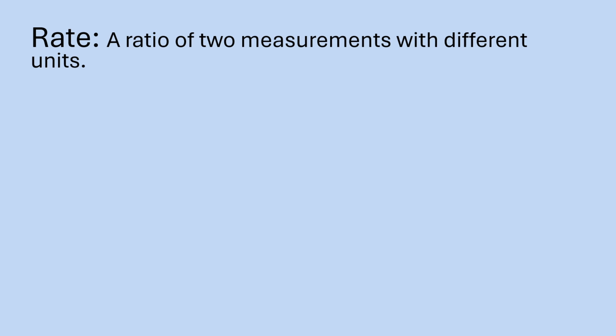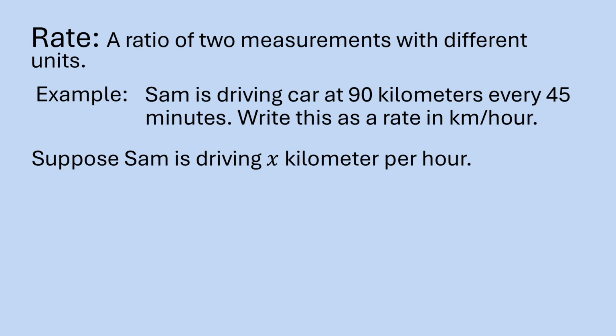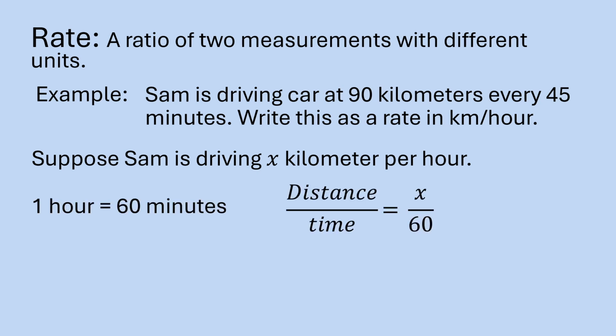Rate. A ratio of two measurements with different units. Example, Sam is driving a car at 90 kilometers every 45 minutes. Write this as a rate in kilometers per hour. Suppose Sam is driving x kilometers per hour. 1 hour is equal to 60 minutes, as we know. Distance divided by time is equal to x.